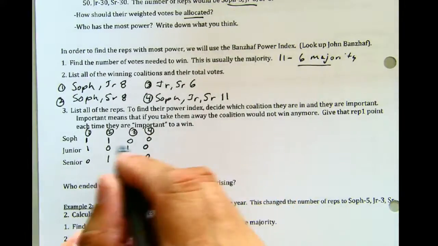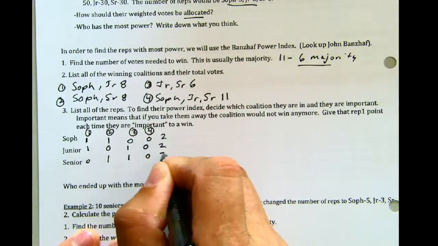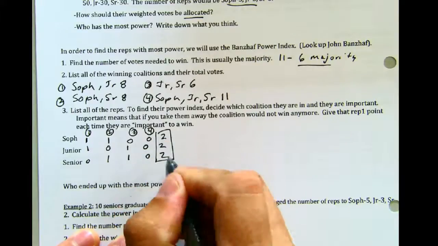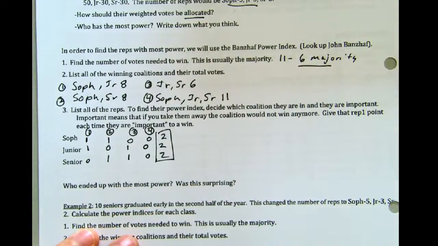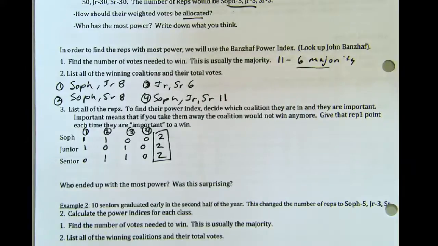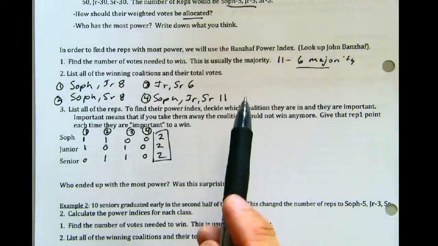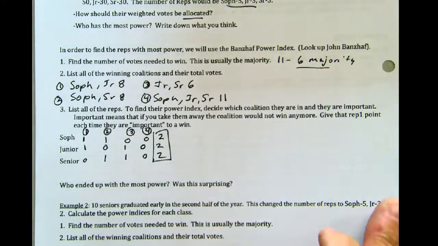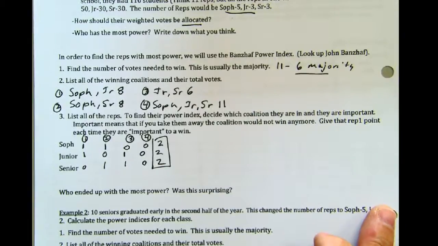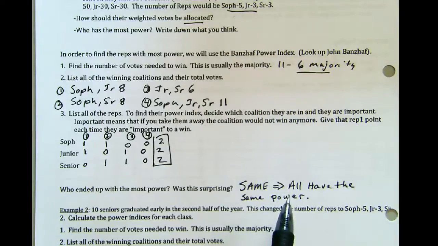So if you total these up, this would be 2, 2, 2. So, oh, look at that. They all have equal power. They all carry as much power as the other one, which was an interesting result. You might have thought, what? Those sophomores get 5 votes? That's too many. No, it turns out that it's exactly the same. So actually we conned the sophomores thinking that they had more power, but they did not. So the power is all the same.